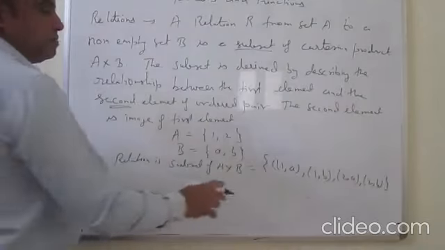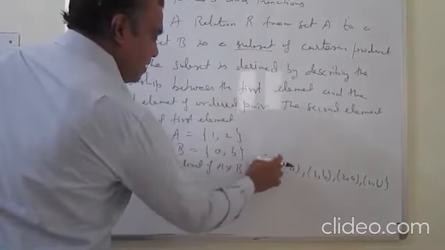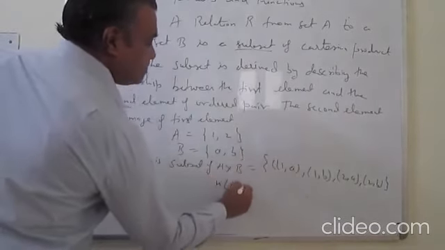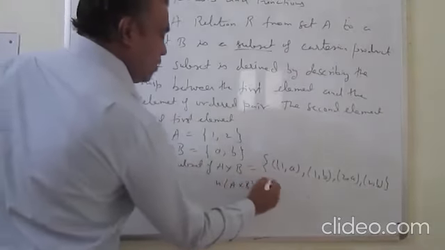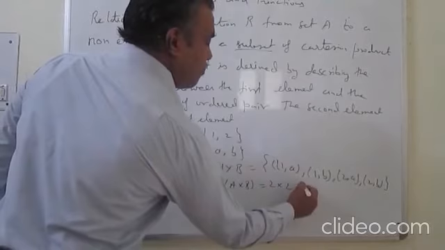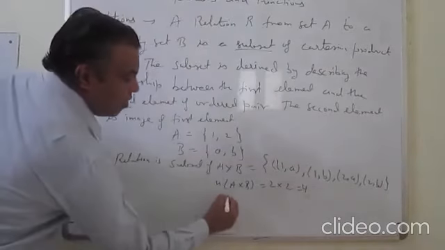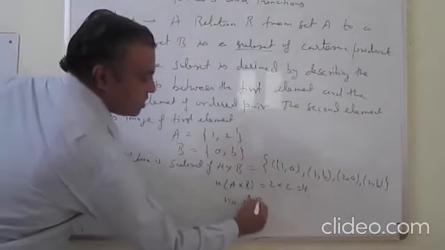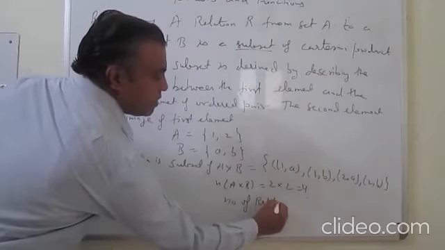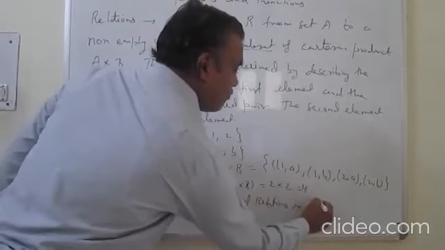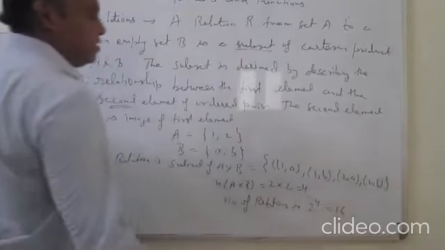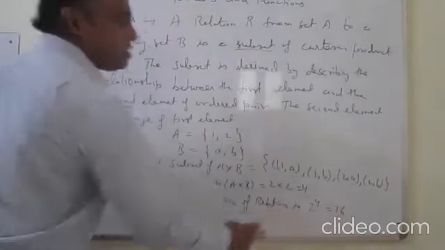Now, how many elements are in A cross B? The number of elements in the Cartesian product is 2 into 2, that is 4. So the number of relations is 2 to the power 4, that is 16. So how many relations will be formed? 16.